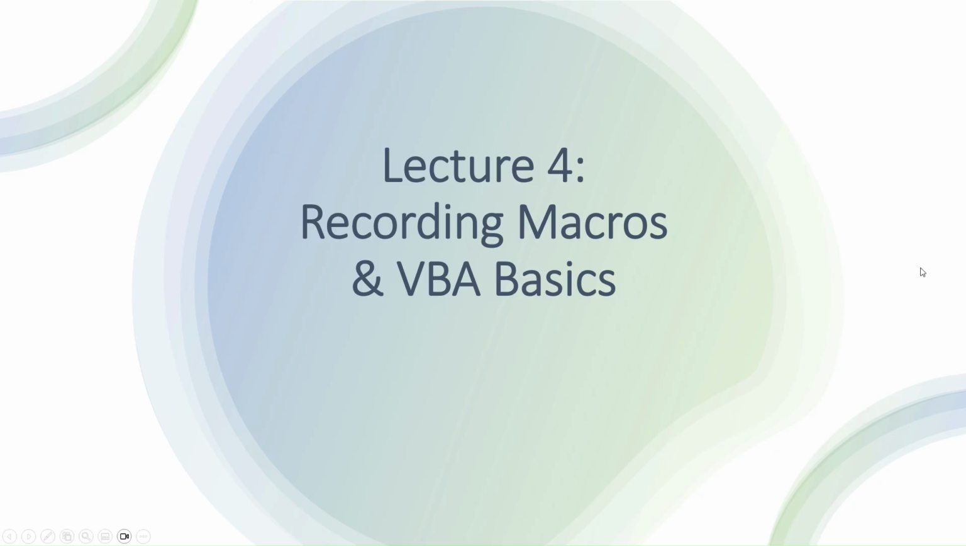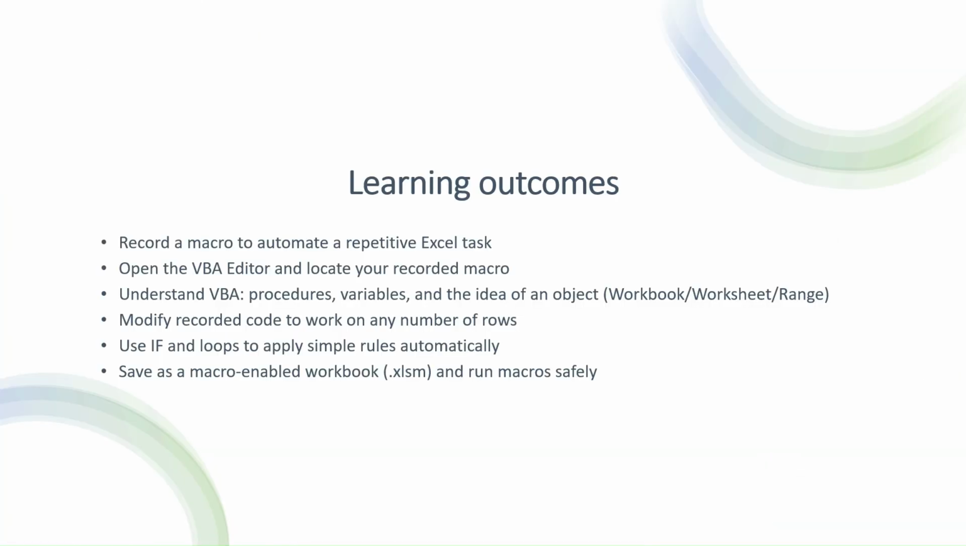So before we get any further, let's look at what we want to do by the end of this lecture. The learning outcomes are very clear. You want to record a macro to automate a repetitive task. You want to open the VBA editor and locate your recorded macro. You want to understand the VBA basics, like procedures, which are blocks of code. You have variables, which represent named storage boxes, and you have the idea of an object, which refers to a workbook, worksheet, or range. All these are what we refer to as objects.